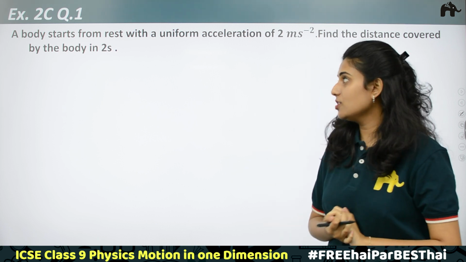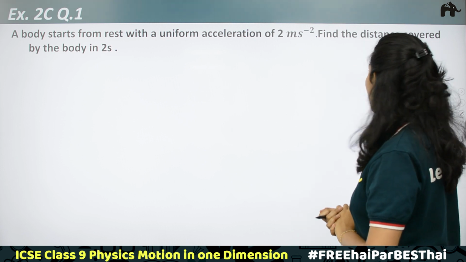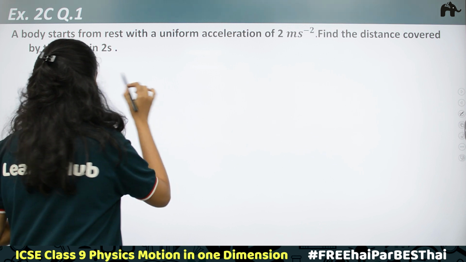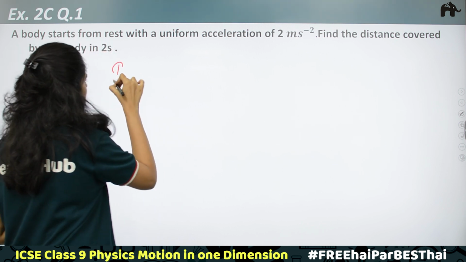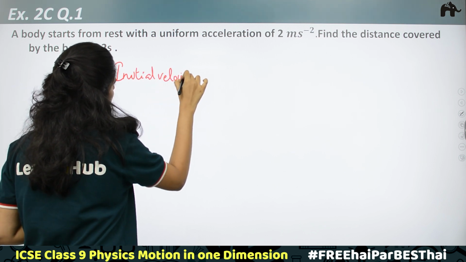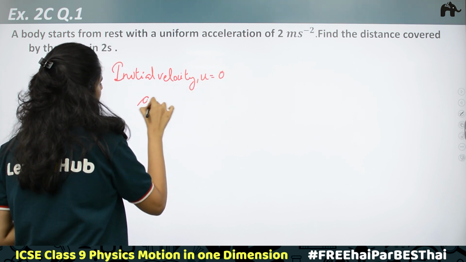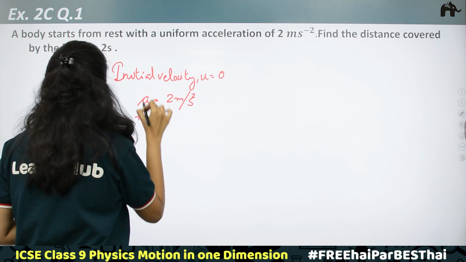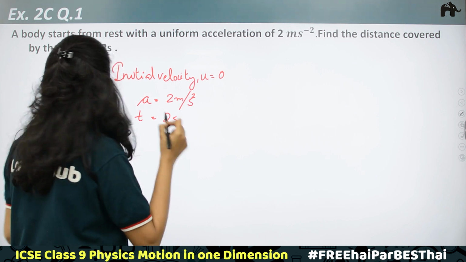Question 1 of exercise 2C. A body starts from rest with a uniform acceleration of 2 meter per second square. Find the distance covered by the body in 2 seconds. So, here we are given that the body starts from rest, which means the initial velocity u is equal to 0. Then acceleration a is given, which is 2 meter per second square. Time is given 2 seconds. We need to find the distance covered.